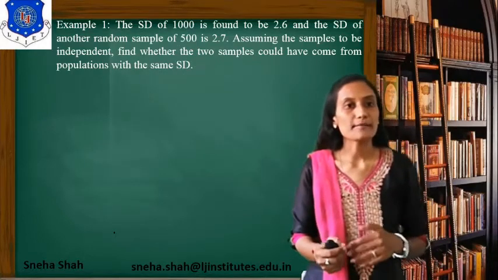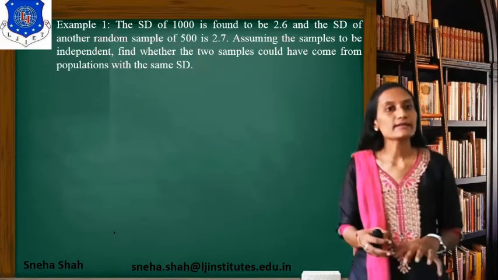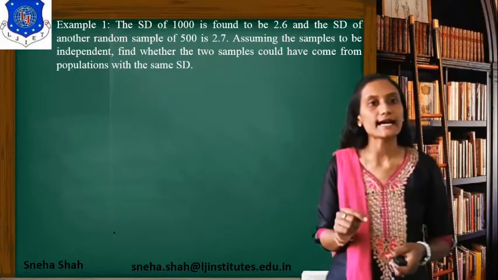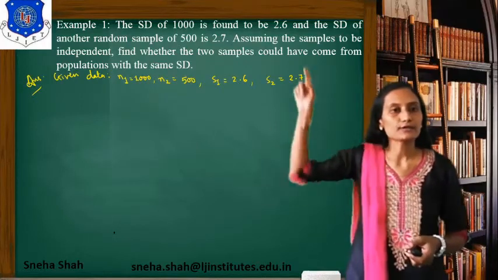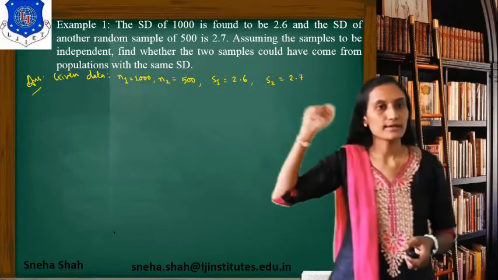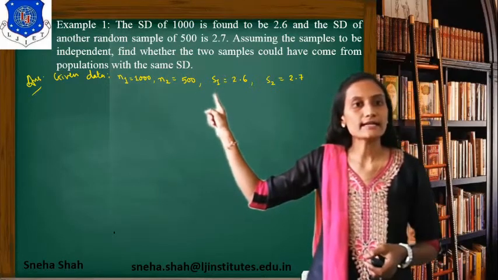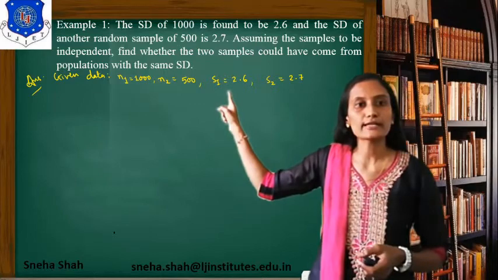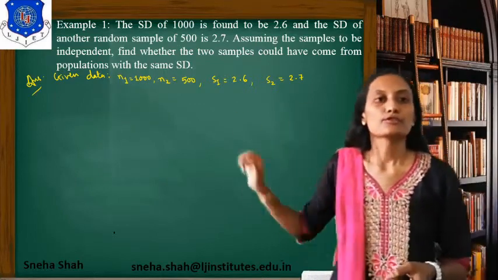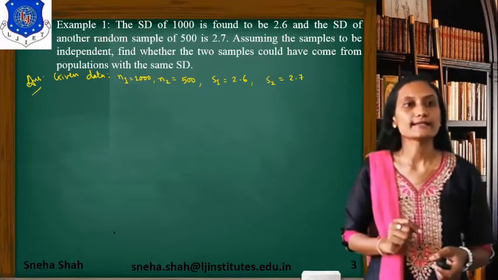So we have to compare whether, if we are taking two different populations, the standard deviations are the same or not. For that we will define which data are given to you. The data are given as N1, the total number of samples for the first population, is 1000, and for the second population it equals 500. The standard deviation for the first system equals 2.6 and for the second system it equals 2.7, right? So S1 equals 2.6 and S2 equals 2.7.